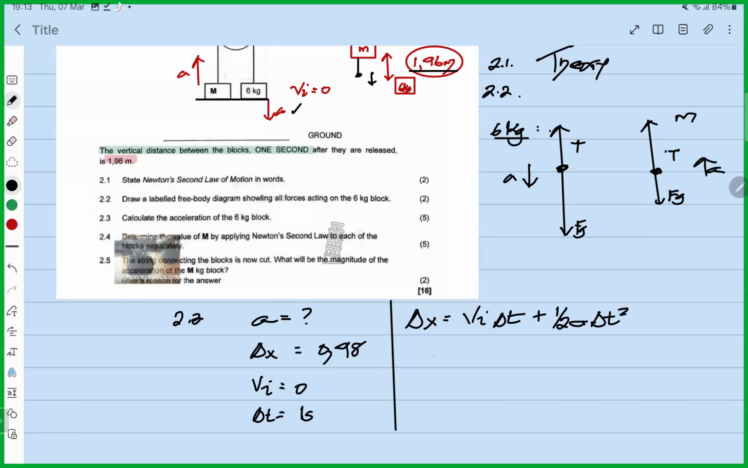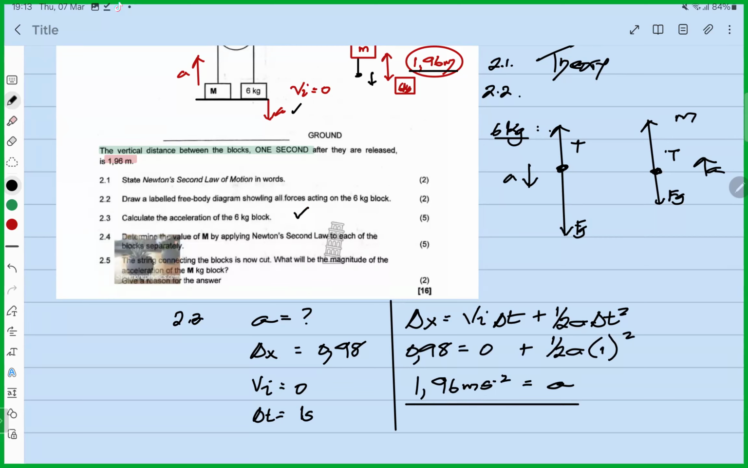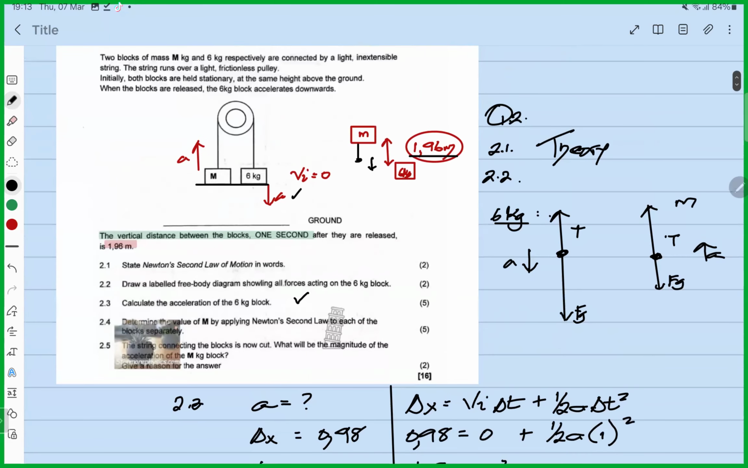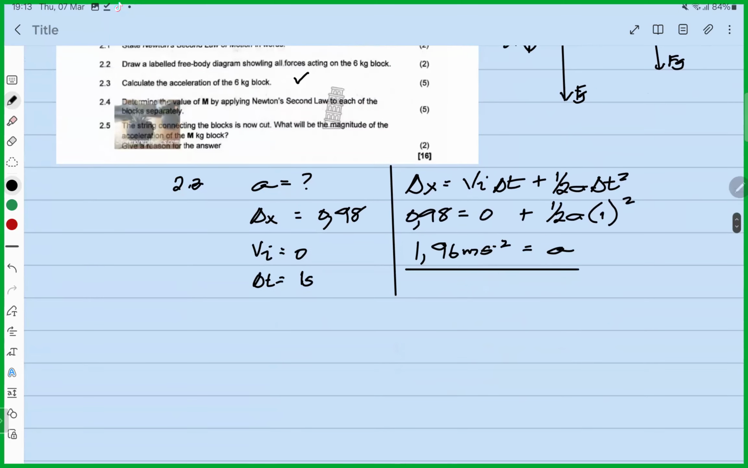Your delta x, 0.98. Your VI is 0. Half into a into 1 squared. Multiply both sides by 2. You're going to get the acceleration to be 1.96 meters per second squared. And there's your acceleration there. Please note it said acceleration for the 6 kilogram. The 6 kilogram, boys and girls, is going to accelerate downwards. You have to say downwards here.